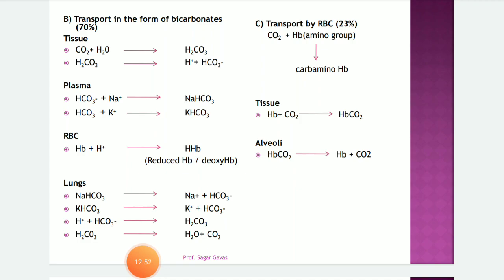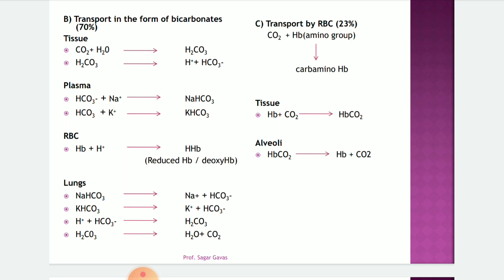Now within the lungs, what happens? That sodium bicarbonate within the plasma is going to dissociate again into sodium ion and bicarbonate. Potassium bicarbonate is again going to dissociate into potassium plus bicarbonate ion. Now that bicarbonate is going to combine with H plus to form H2CO3, that is carbonic acid. Now that carbonic acid is going to dissociate into water and carbon dioxide.